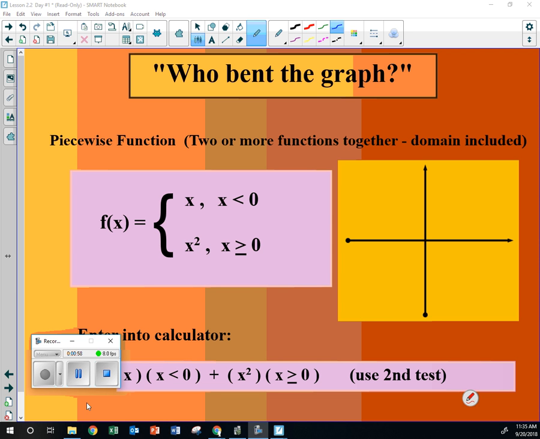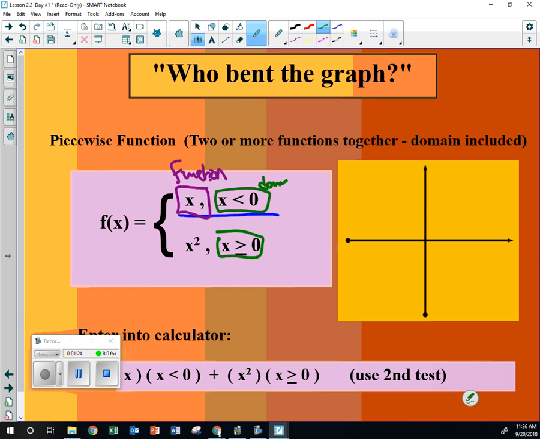And so the way that we would graph it is with a parenthesis like this. F of x equals parenthesis, and then we have 2 different things going on. The first thing we have going on is the function. This is the function. And then what's this annoying thing out here? What's that? Domain. That's the domain of when to use it. And then when you switch to use the next one. Okay?